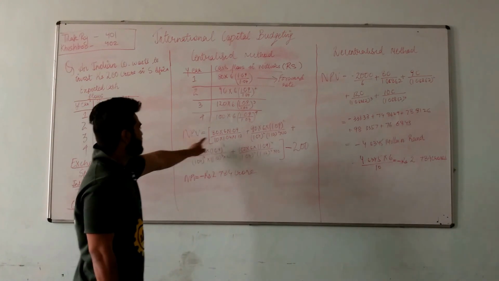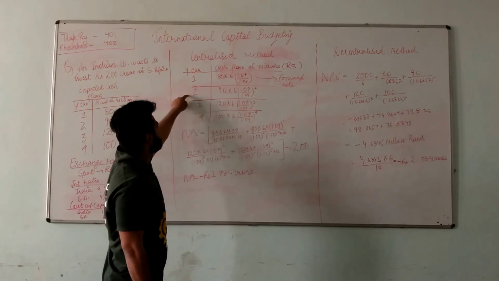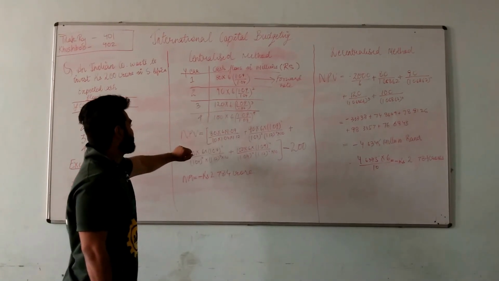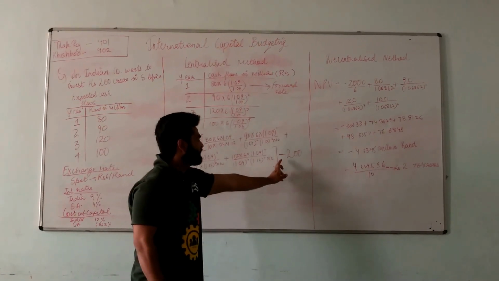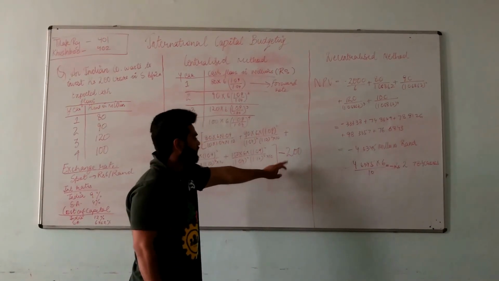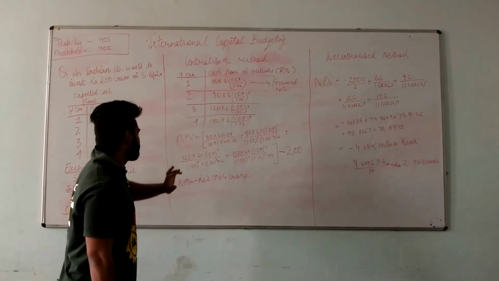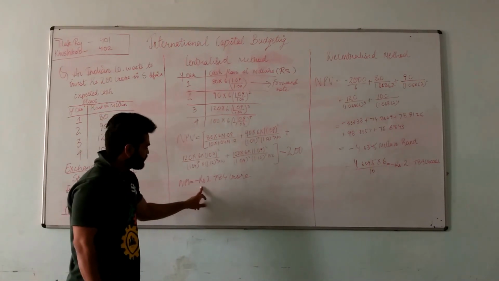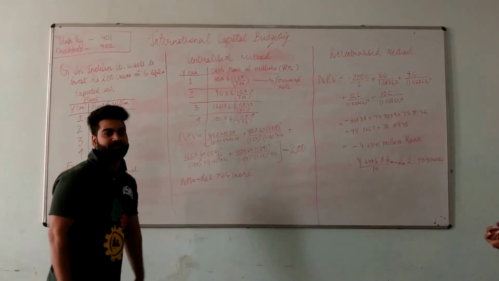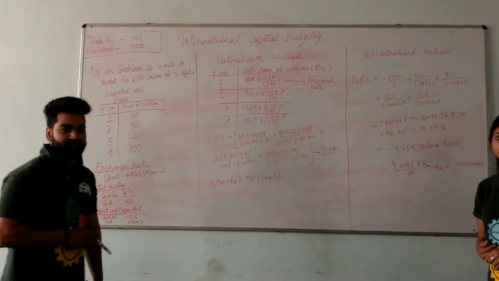Similarly, we will do this for all the cash flows in years 2, 3 and 4. And there is a negative cash outflow of 200 crores. When we sum all this, the net present value is rupees minus 2.784 crore. That means the project is not profitable.